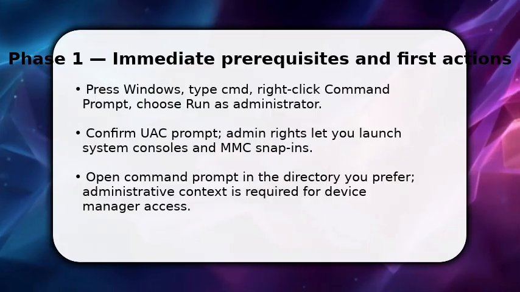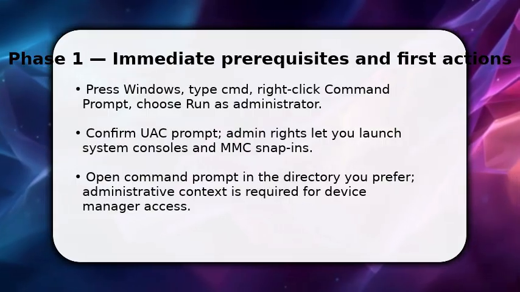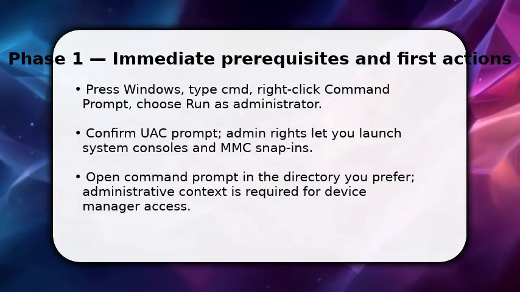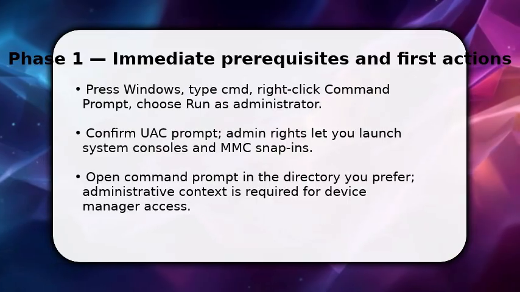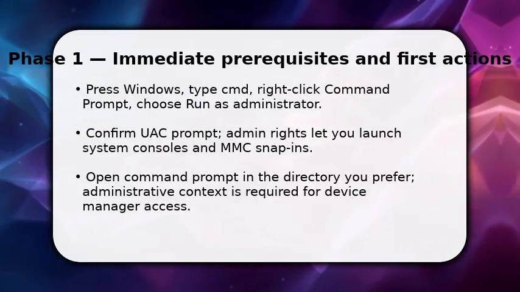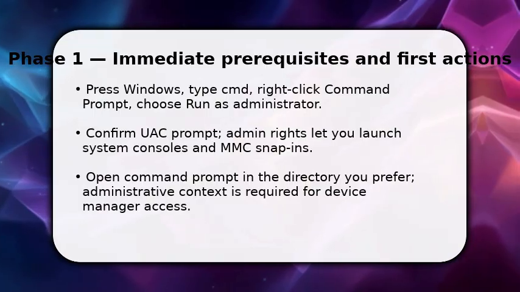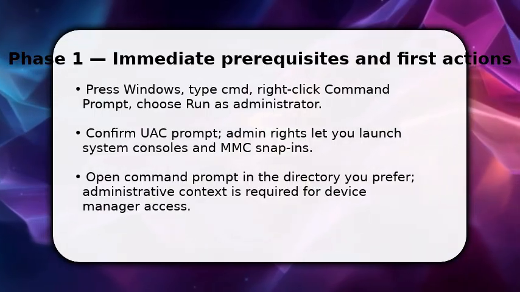You start by opening Command Prompt with administrative privileges. Press the Windows key, type CMD, then right-click Command Prompt and choose Run as administrator. When the UAC prompt appears, click Yes to grant elevation.